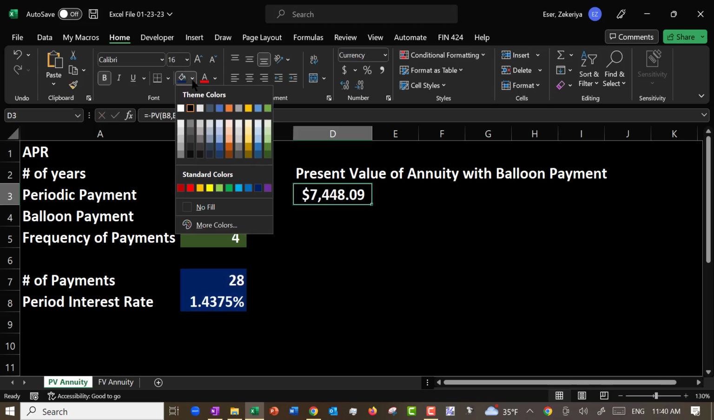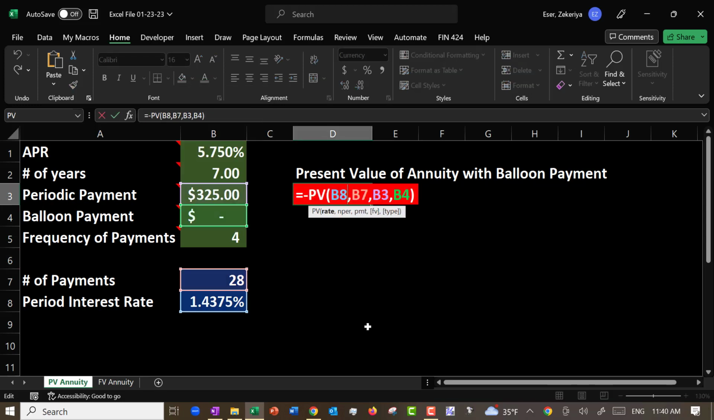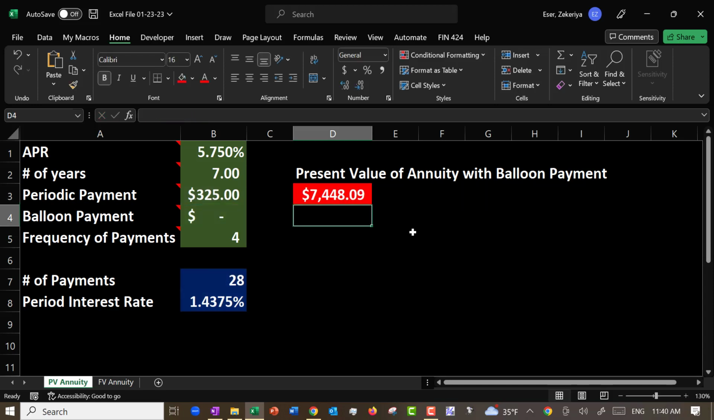And I would normally make this a red cell. The reason I'm not making red, actually it wasn't too bad. I'll leave it there. Excel uses varied colors for different inputs. Red means don't touch. It's a formula.